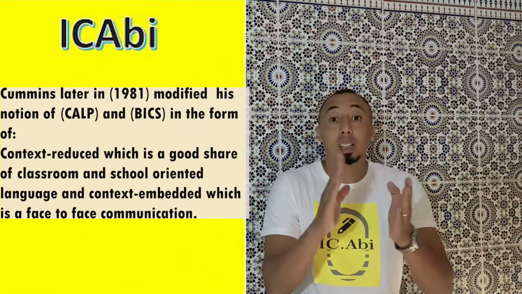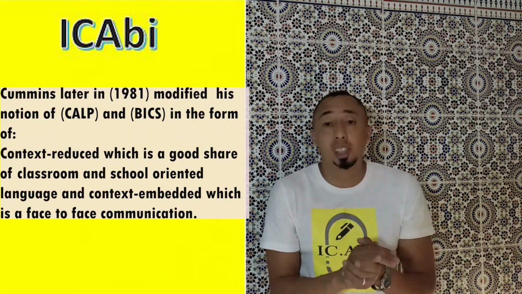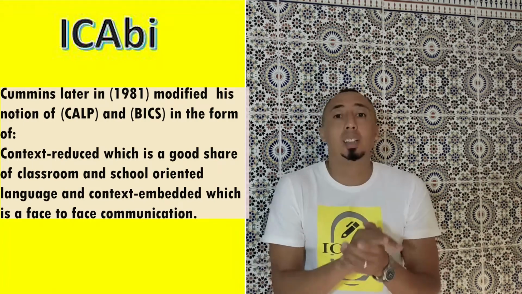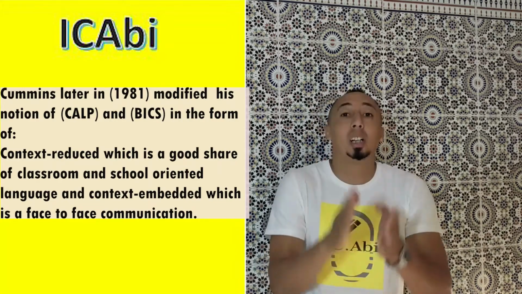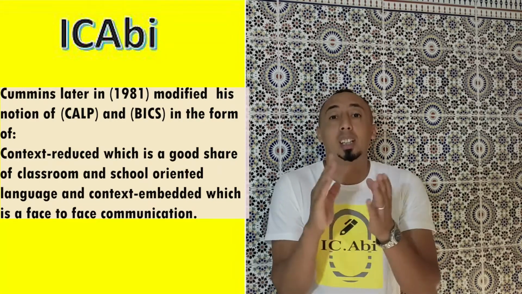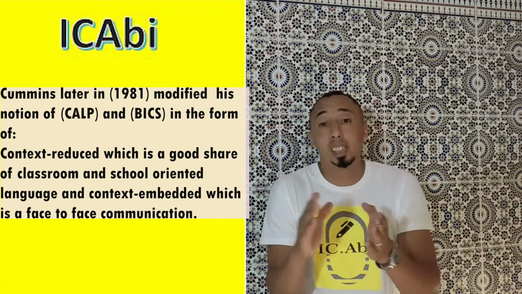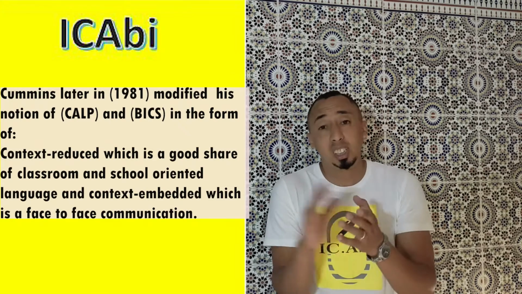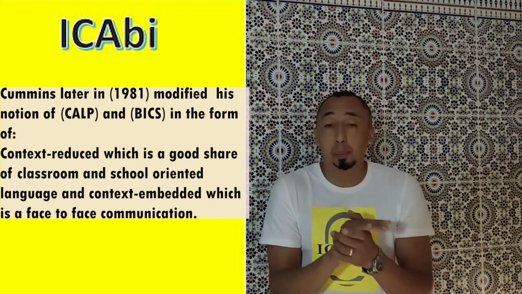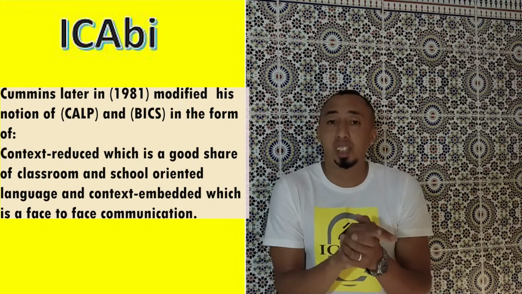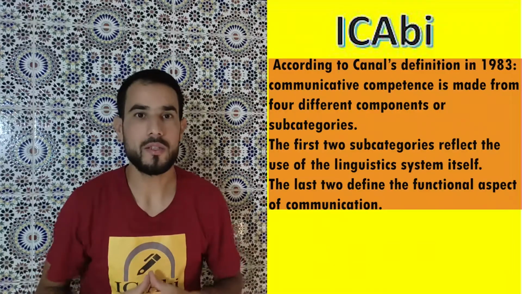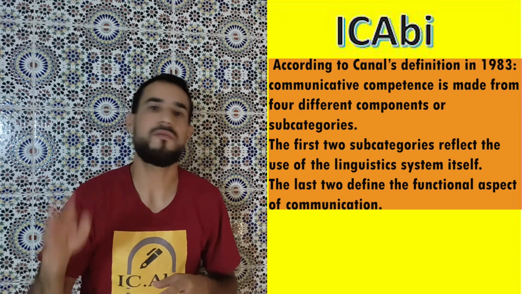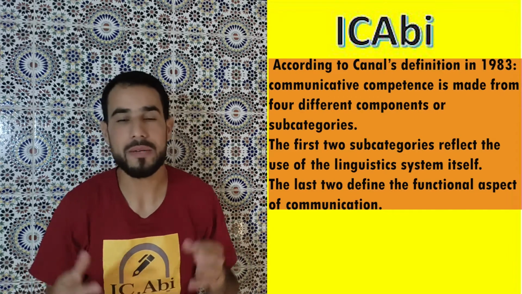Cummins later, in 1981, modified his notion of cognitive academic language proficiency and basic interpersonal communicative skills in the form of context reduced, which is a good share of classroom and school-oriented language, and context embedded, which is face-to-face communication. According to Canale's definition in 1983, communicative competence is made from 4 components or 4 subcategories.